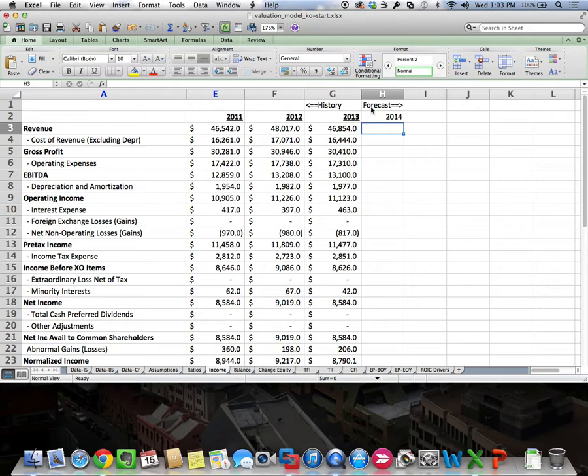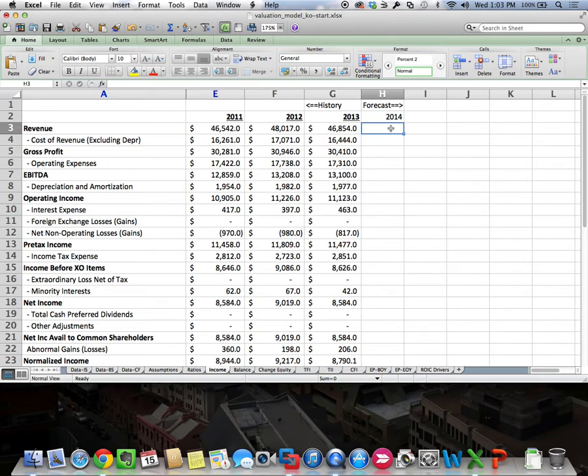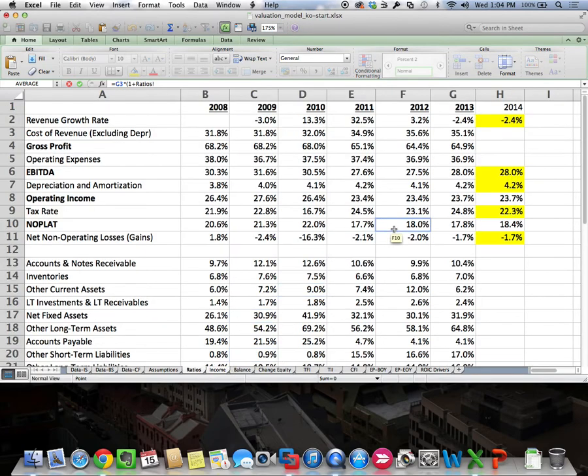and now I'm ready to create my income statement forecast. The first number on there is revenue. Well, on the ratios tab, I have a revenue growth rate. So on the income tab, what I'm going to do is I'm going to say equals previous year times 1 plus, from the ratios tab, the 2014 revenue growth rate.